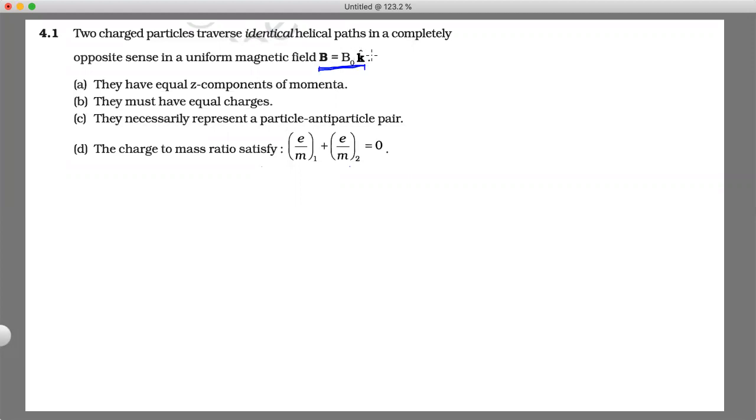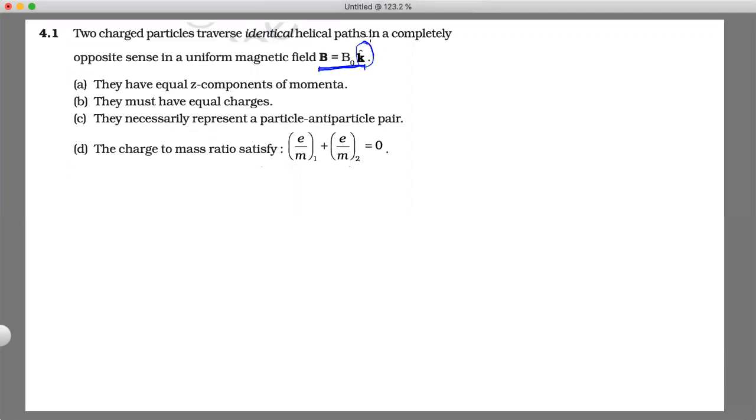What is this k cap? Anybody? For direction, na? What direction is this? Z-axis, yes. So this is a common way to express the direction of the field. And since it's not time varying, it is just B0.